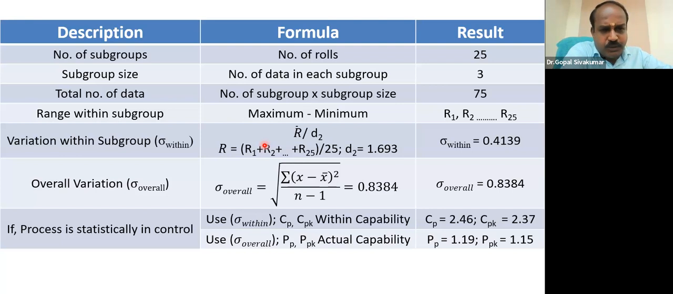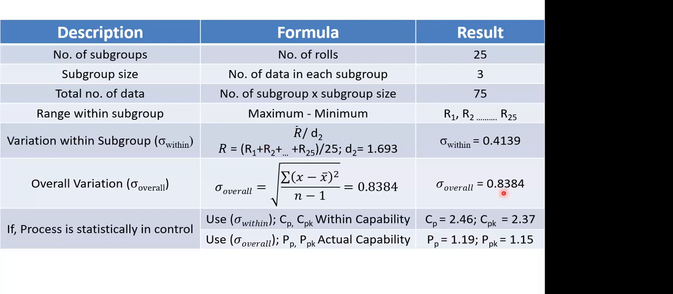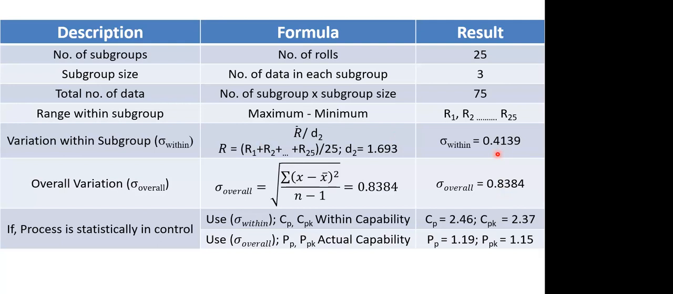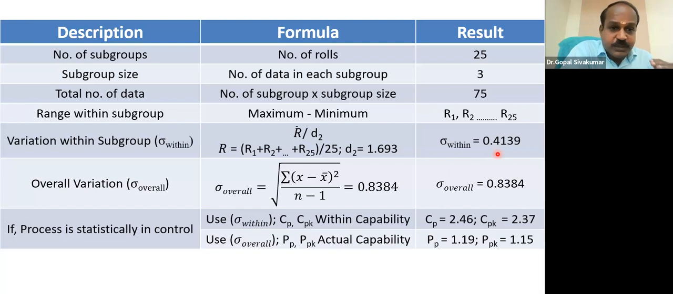In Excel, type all 75 data in a single column and then calculate the standard deviation. Look at that standard deviation. How much is it? 0.83. And compare this value with your within standard deviation. Almost double. That means what you see today and what you are going to see in the future, there is going to be a big difference. Variation increased. You are predicting the future by looking at the sigma of today's data.